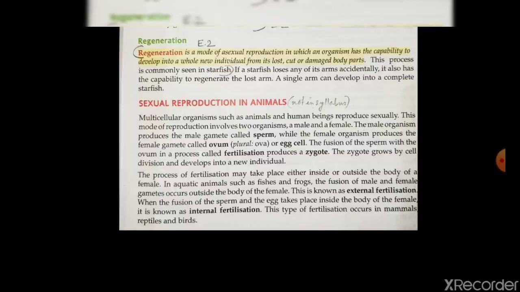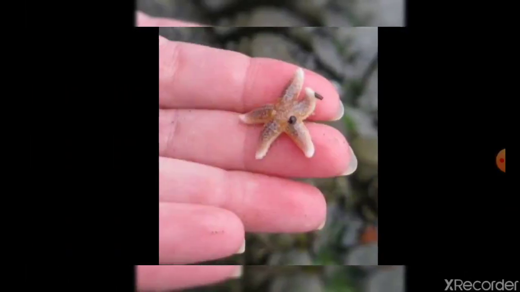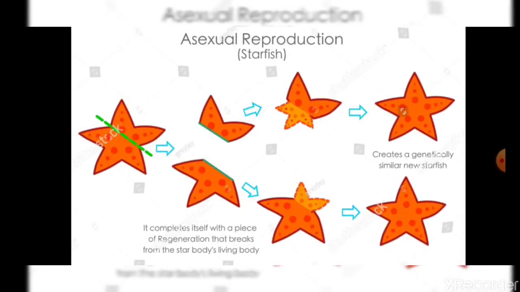Now let us study regeneration. Regeneration is a mode of asexual reproduction in which an organism has the capability to develop into a whole new individual from its lost, cut, or certain damaged body parts. This process is commonly seen in starfish. If a starfish loses any of its arms accidentally, then it has the capability to regenerate the lost arm.